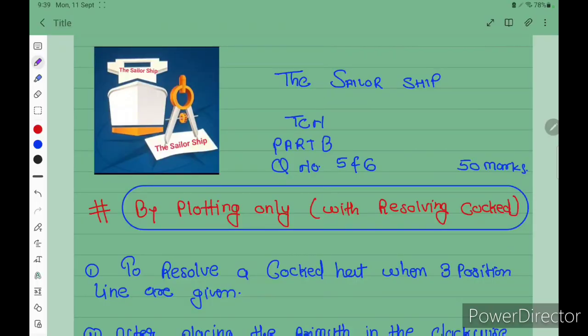Sailors, today we are going to discuss TCN Part B. Question number 5 or 6 is coming, which carries 25 marks. We will solve this cocked hat by plotting only, by resolving the cocked hat.